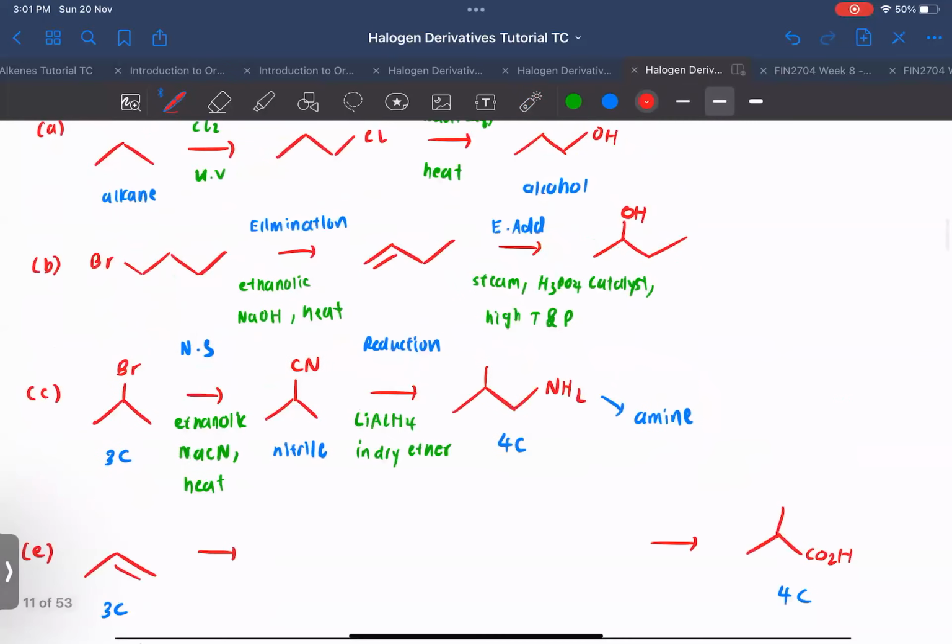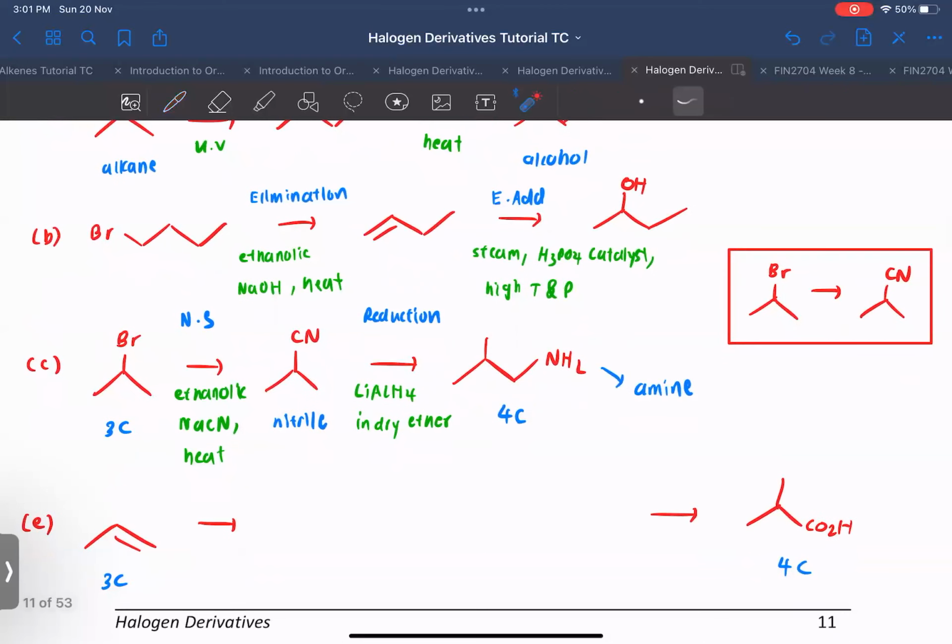So how do you get a nitrile? Remember what we mentioned just now: your Br will turn into CN. That's the only way that we have learned so far to form a nitrile. We have never learned any other way. If you look at our previous question, we were already given a Br, so you can just turn it into CN very quickly. But here, we're not even given this yet.